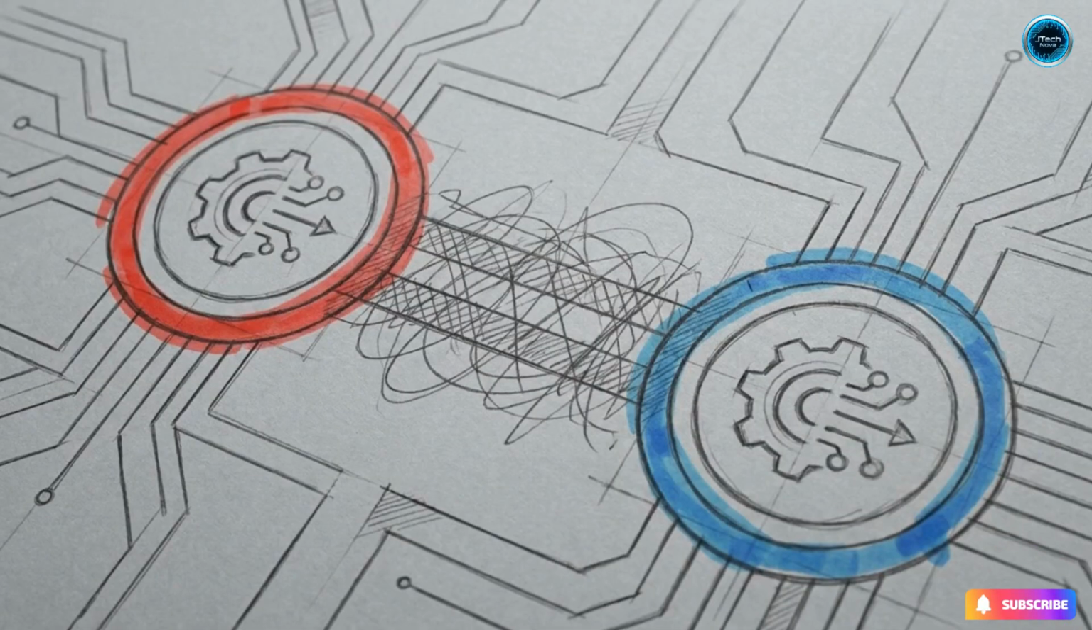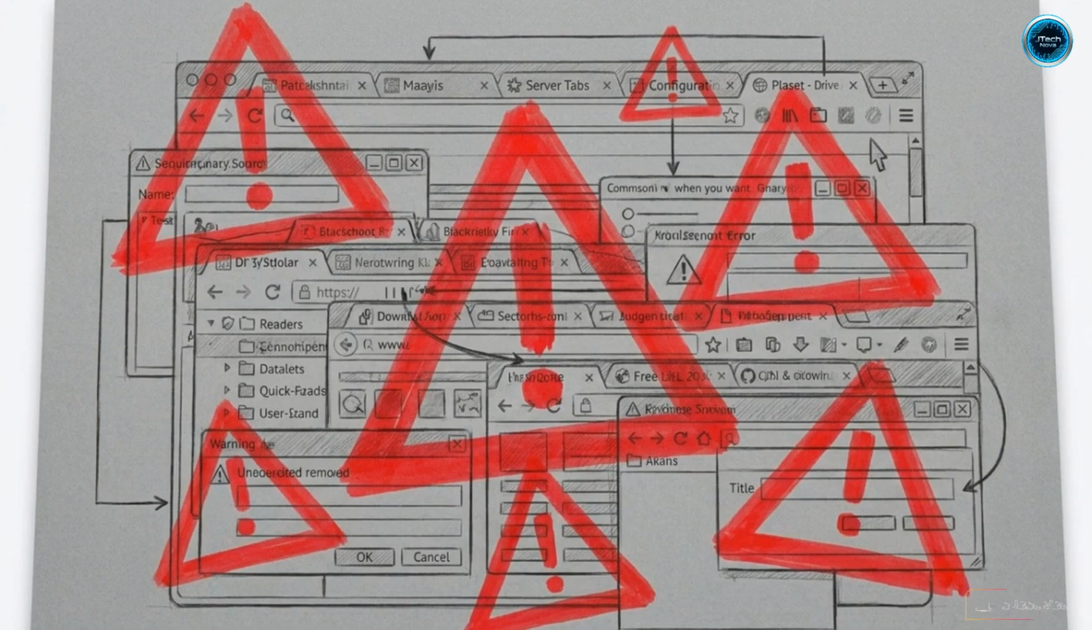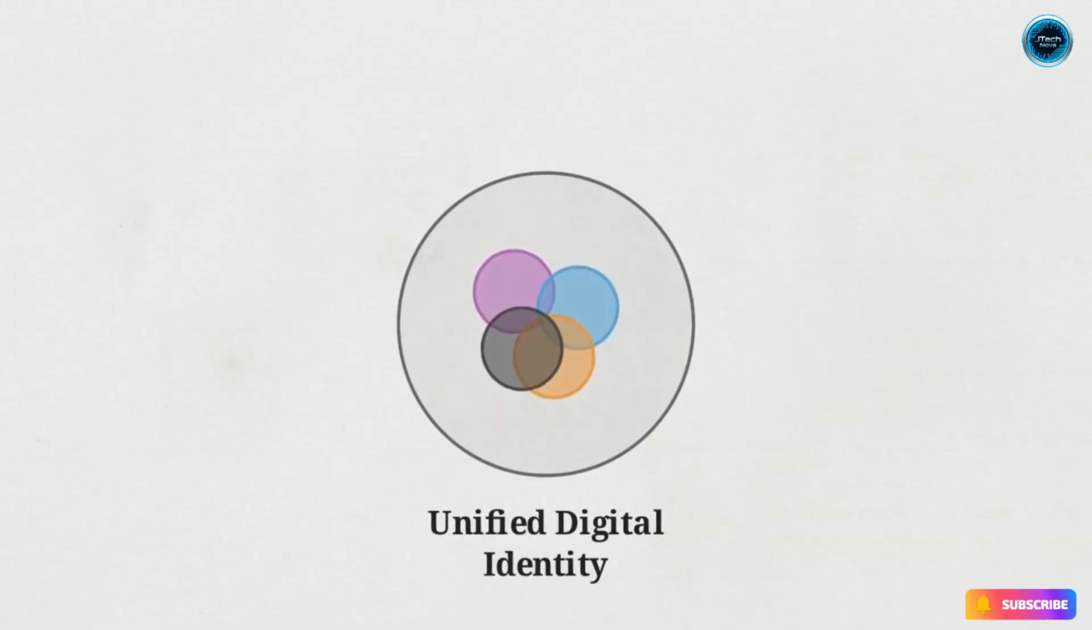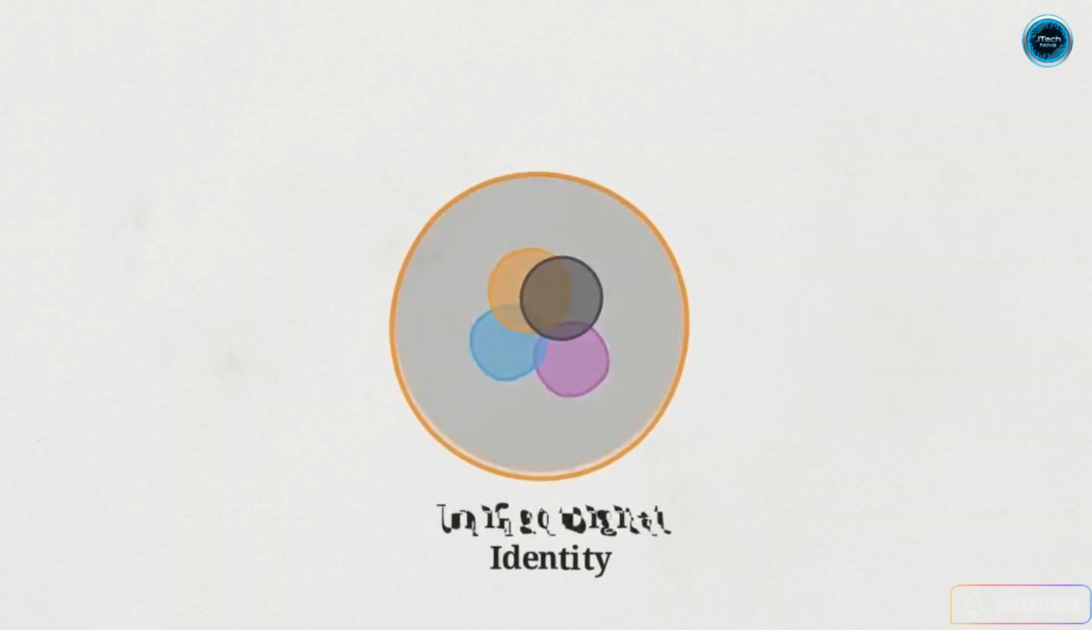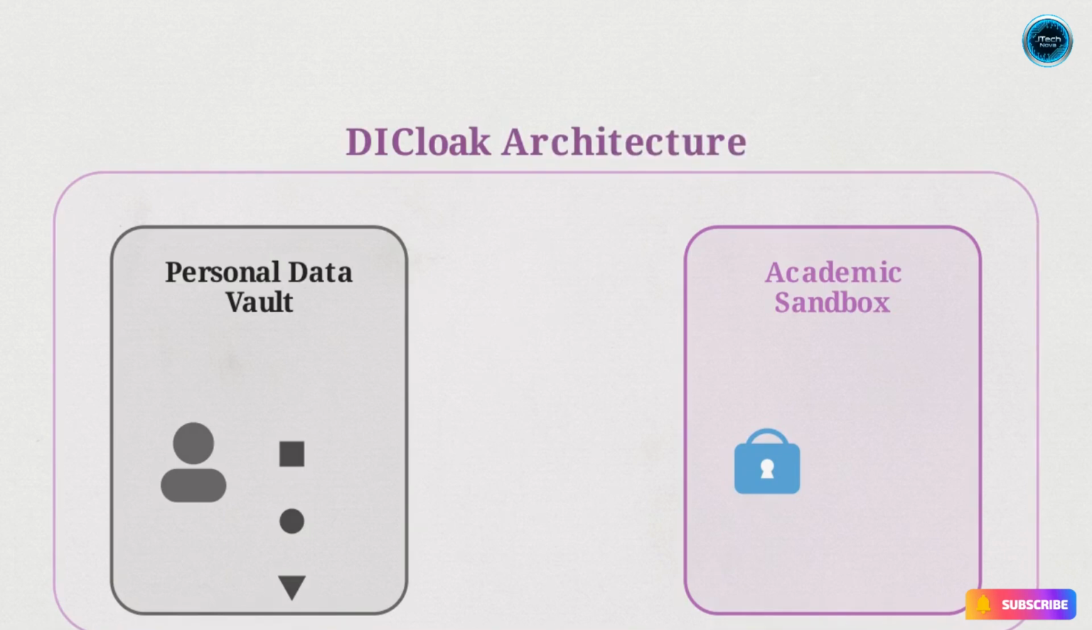We have to address a technical risk: cookie cross-contamination. If you mix your personal logins and your student logins in a single standard browser, tracking scripts will flag the conflicting data, which often triggers security alerts on your accounts. Look at this diagram. The solution is utilizing an anti-detect browser environment to perfectly isolate your digital footprint. We are separating the personal data vault from the academic sandbox.